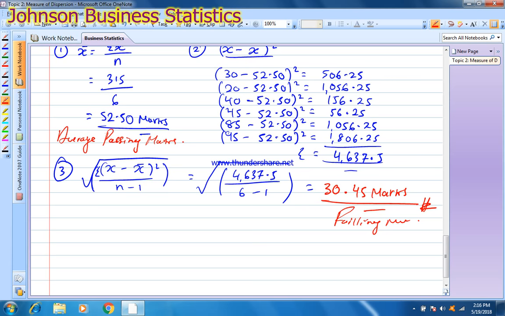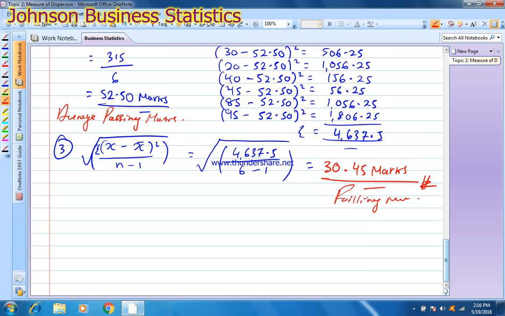Okay, let's move on to the next part. Standard deviation, grouped data.